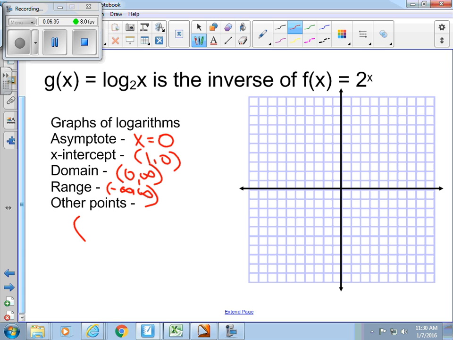Other points on a logarithm: the base, 1, is always going to be a point. Why is the base, 1, always going to be a point on a logarithm? Good. Anything to the first power is the number, so when we switch x and y, we would get (base, 1). And then (1 over the base, negative 1) is always on the graph. Makes sense. Some interesting information about logarithmic graphs.